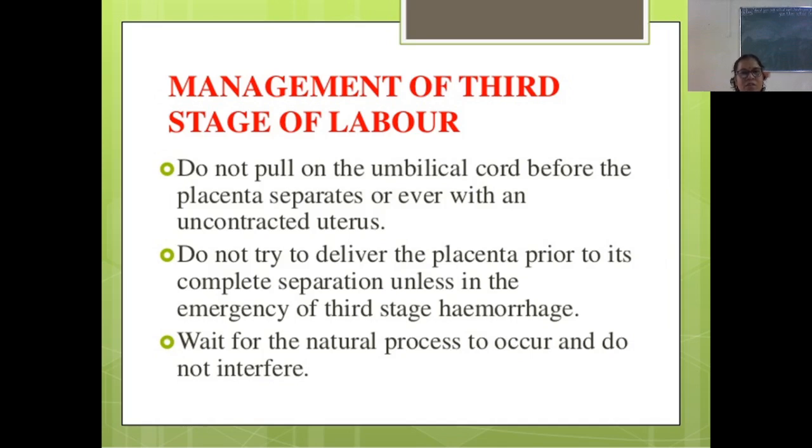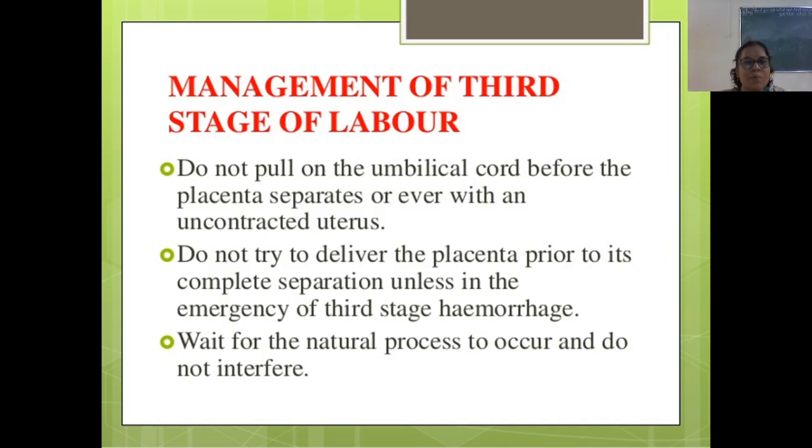Next, management of the third stage of labor. Do not pull the umbilical cord before the placenta separates, or ever with an uncontracted uterus, because if you put traction and pull the cord, sometimes some of the placental products may be retained inside the uterus. And do not try to deliver the placenta prior to its complete separation, unless in the emergency situation of third stage hemorrhage. Then wait for the natural process to occur and do not interfere.